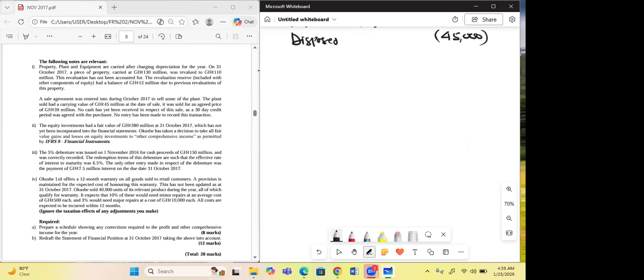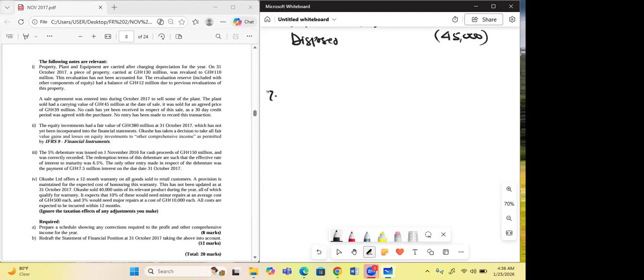Now the equity investment had a fair value of 380 million at 31st October 2017, which has not yet been incorporated into the financial statement. Now Okushe has taken a decision to take all fair value gains and losses on equity investment to other comprehensive income, as permitted by IFRS 9, financial instruments. So IFRS 9 financial instrument. The person has an investment and he has made an election that for such investment, all fair gains and losses will be recognized in other comprehensive income.